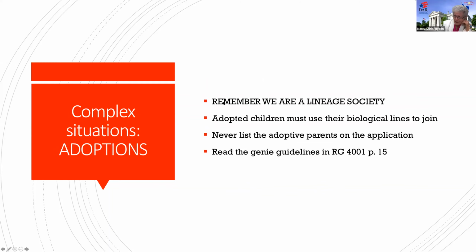Then there's the complex situation. I want to remind y'all, we are a lineage society, but adopted children can join DAR, and if they go through their biological lines, their parents didn't have to be married. We don't care as long as we are going through the biological lines. And adoptive parents never appear on the application. It's the biological line, and that's why they changed the page on pages 2 and 3 to include that information. If you have technical questions, read the guidelines. It's page 15. It will help clarify some of that.